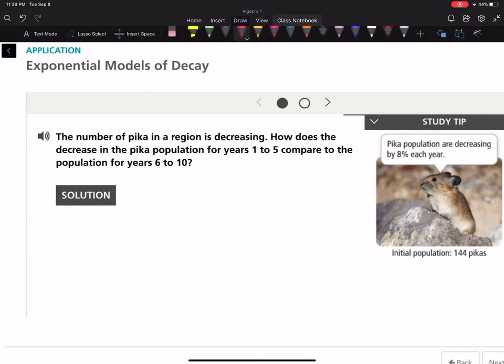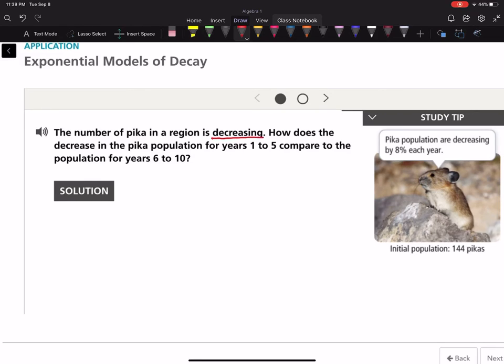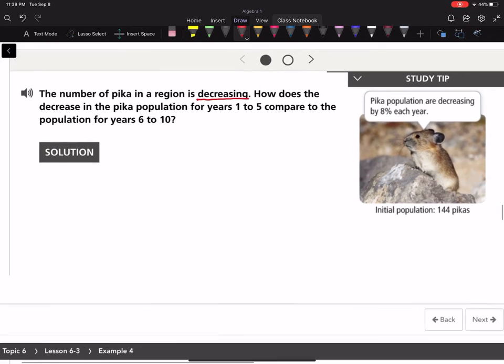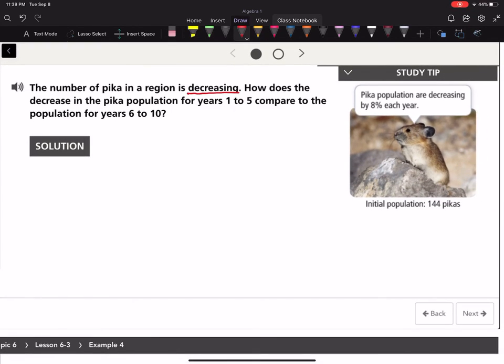Exponential models of decay. So same thing. The number of pikas in a region is decreasing. Important: decreasing. How does the decrease in the pika population for years 1 to 5 compare to the population for years 6 to 10? So the first thing we need to do is figure out what is the equation for the decrease.